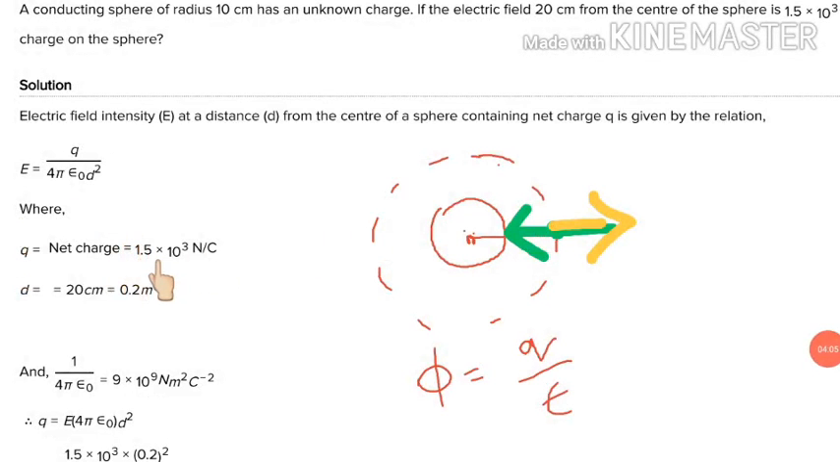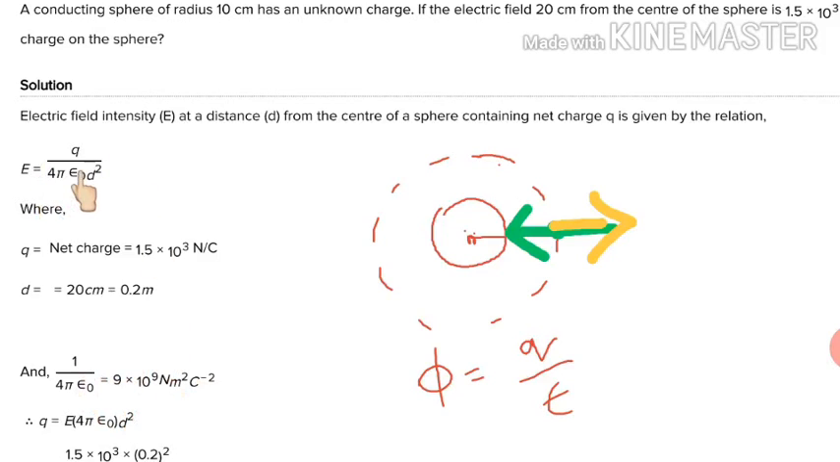This is E. E is 1.5 into 10 to the power 3 Newton per coulomb. By mistake they have written Q, because Q we are supposed to calculate. So this is E. D is 20 centimeter. If we convert into meter, it will be 0.2 meter, and the value of 1 upon 4 pi epsilon naught is 9 into 10 to the power 9 Newton meter square coulomb inverse 2.